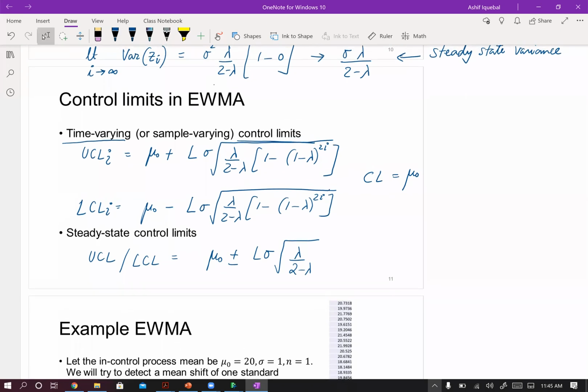When I say i goes to infinity, I really don't mean that i goes to a really, really large number. Even if it goes to 20 or 25, you will see that the time varying control limit will be close to the steady state control limit. What I mean is that when i is somewhere between 25 and 30, the second term will automatically become very, very close to 1. And we'll see this in the example now.